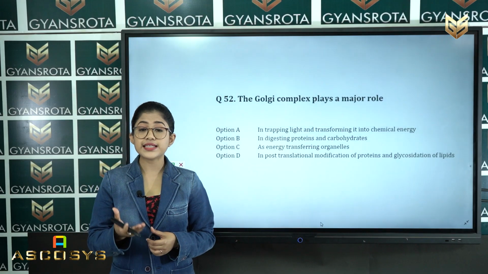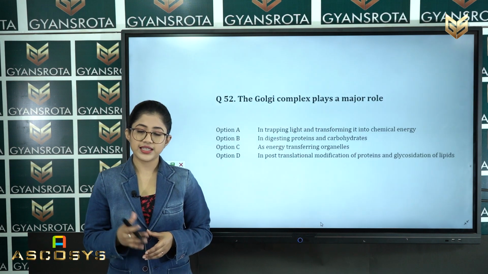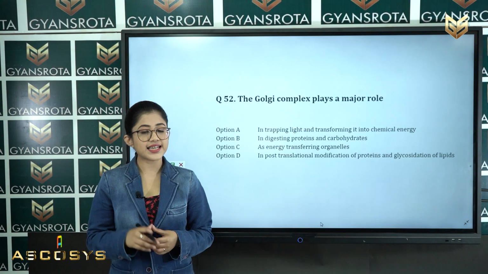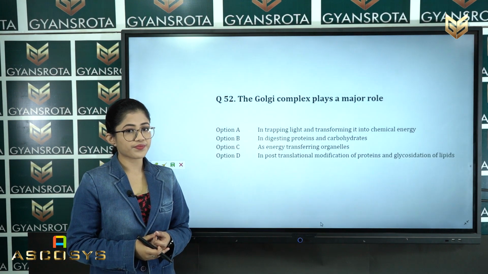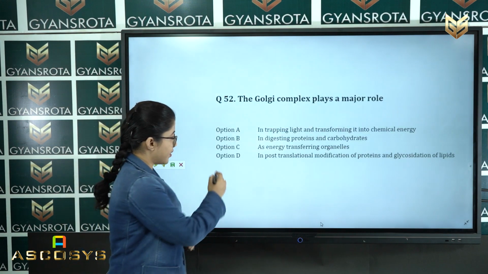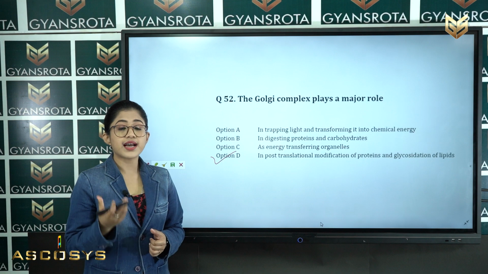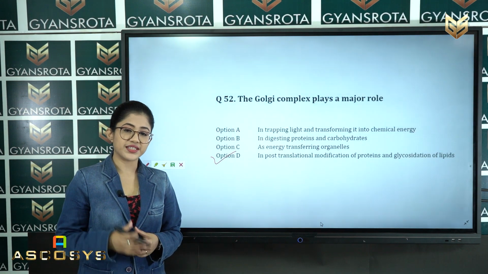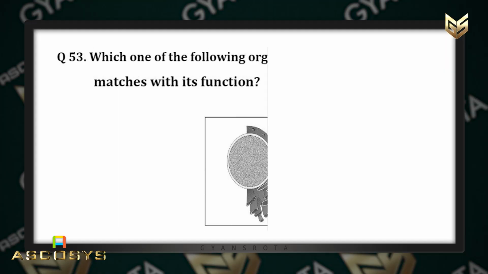Student, this is a very easy question and it has come from the chapter Cell, the Unit of Life. There we have discussed different types of organelles which are present inside the cells. So what is the correct answer among these four options? That is option number D. Golgi complex plays a major role in post-translational modification of proteins and glycosidation of lipids. That is the correct answer. Now let's see the next question, that is question number 53.